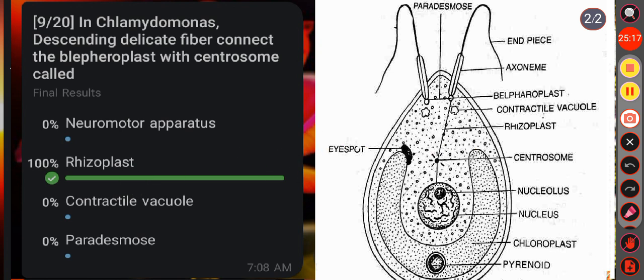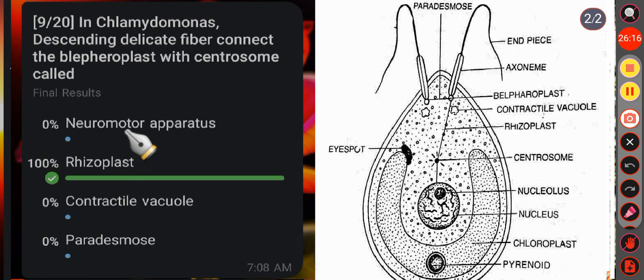Okay. When you see the structure of the Chlamydomonas cell, the blepharoplast is the basal body organelle that is found at the base of the flagella, and it is the starting point of the flagellum. Then a connecting fiber of the two basal bodies which connects the two blepharoplasts of the flagella is called paradesmos. A fiber extending from one of the basal bodies to the nucleus is called rhizoplast. So here the correct answer is option B.